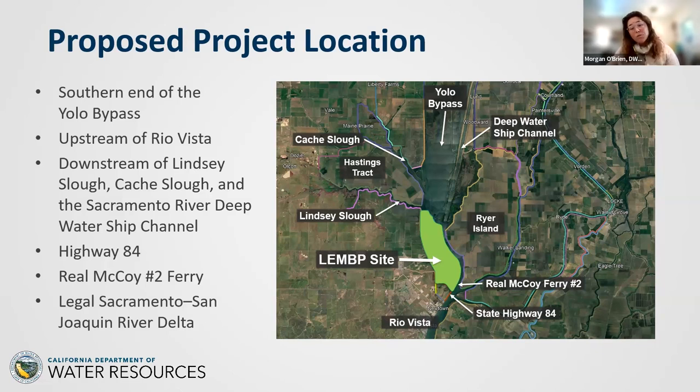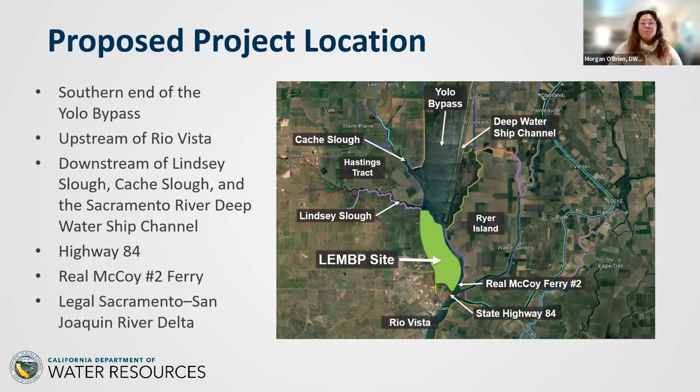The site is located downstream of the confluence of Lindsey Slough, Prospect Slough, Cache Slough, and the Sacramento River Deepwater Ship Channel. This area is commonly referenced as the Cache Slough Complex. Near the south end of the site, Cache Slough combines with the Sacramento River and Steamboat Slough. Highway 84 and the Cache Slough Real McCoy Ferry Landing are also located at the southern end of the project, as you can see in the figure on the right. The proposed project is located in the legal Sacramento-San Joaquin River Delta per Water Code Section 12220.